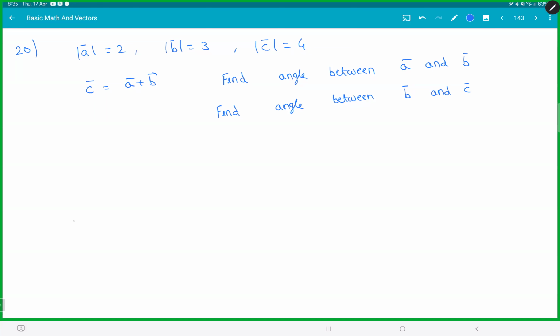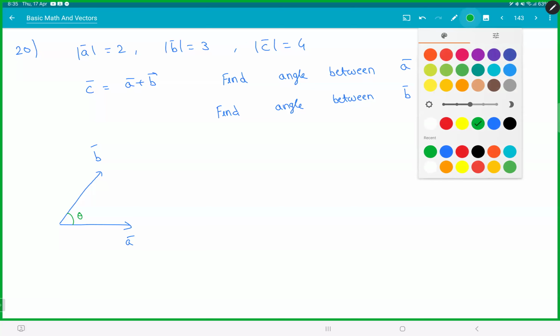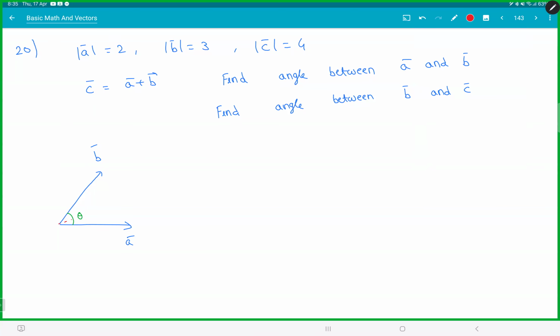Let's see. If this is your a bar, this is your b bar, and the angle between them is theta. When you add these two, one thing is clear: the resultant will be somewhere in the middle. This was your c bar. This angle was alpha and this angle was beta. First, the resultant c square is a square plus b square plus 2ab cos theta. This would give you the angle between the vectors.